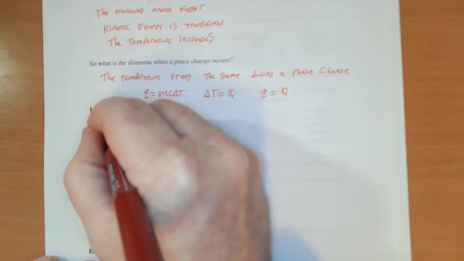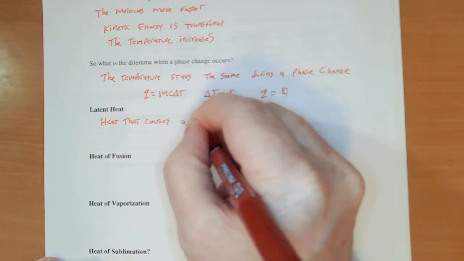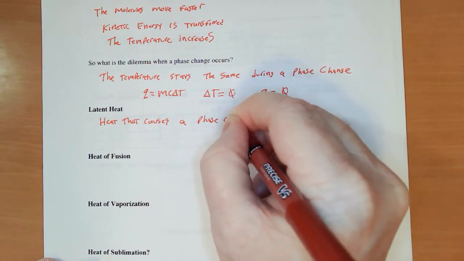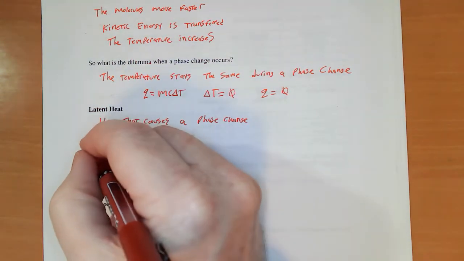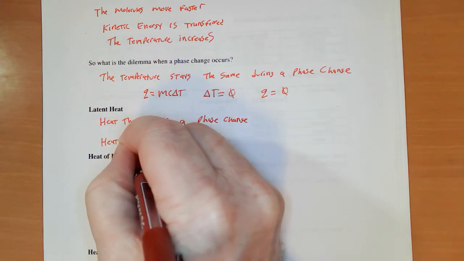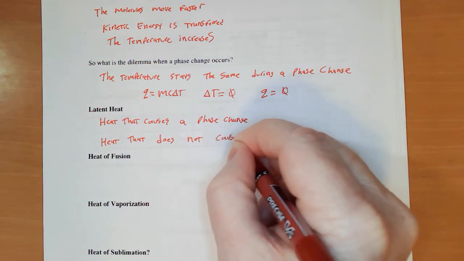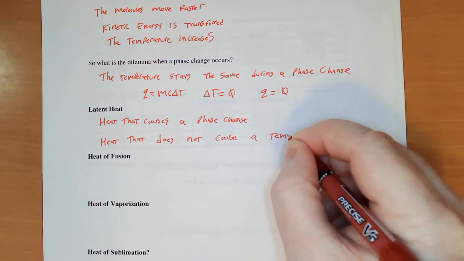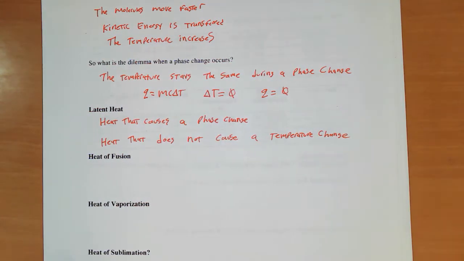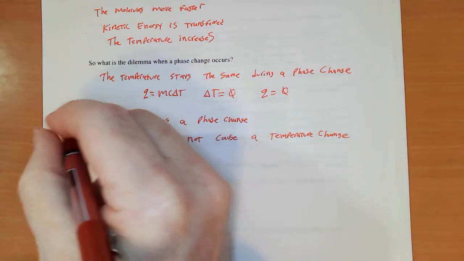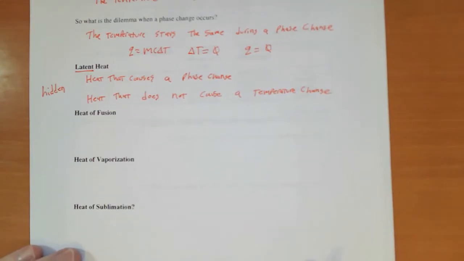Okay? So some people say heat that causes a phase change. I've also heard heat that's associated with the phase change, or heat that does not cause a temperature change. Okay. Latent means hidden. So this is like hidden heat, heat that is not doing its normal job, so to speak.